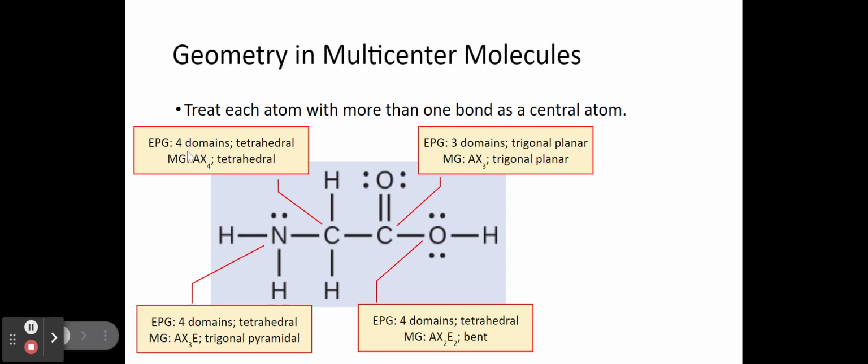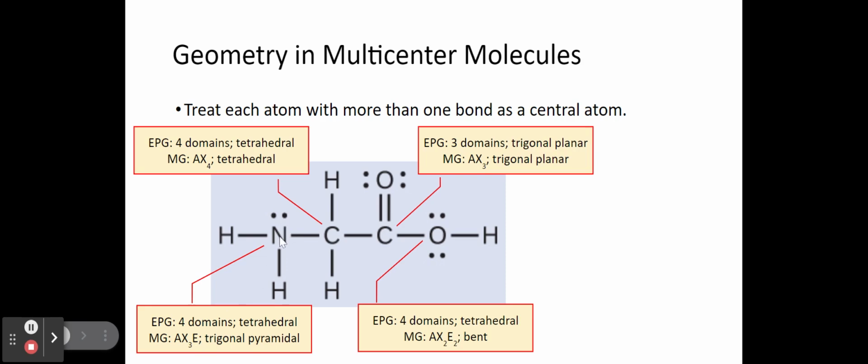Now let's look at these AX4 and AX3E just to make sure we understand what that means. The A just stands for whatever the central atom is. The X stands for the atoms that are coming off of that central atom. And the E stands for the lone pairs of electrons.